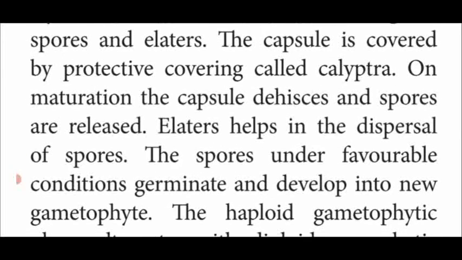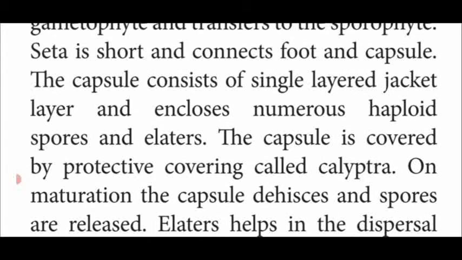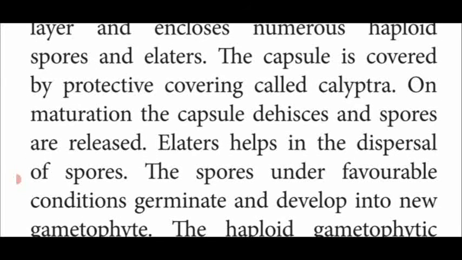Then the capsule is covered by a protective covering called the calyptra. So the single layer of the capsule is known as the jacket layer and encloses the numerous spores and elaters. The entire capsule is protected by the outermost layer known as the calyptra.